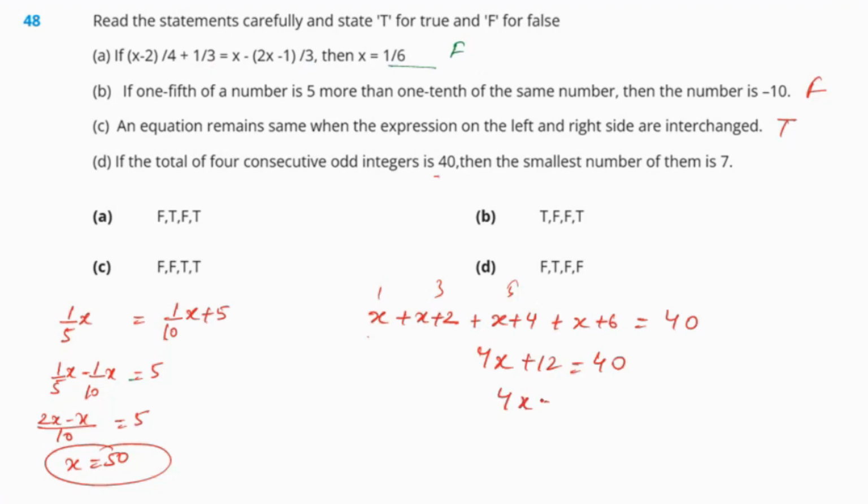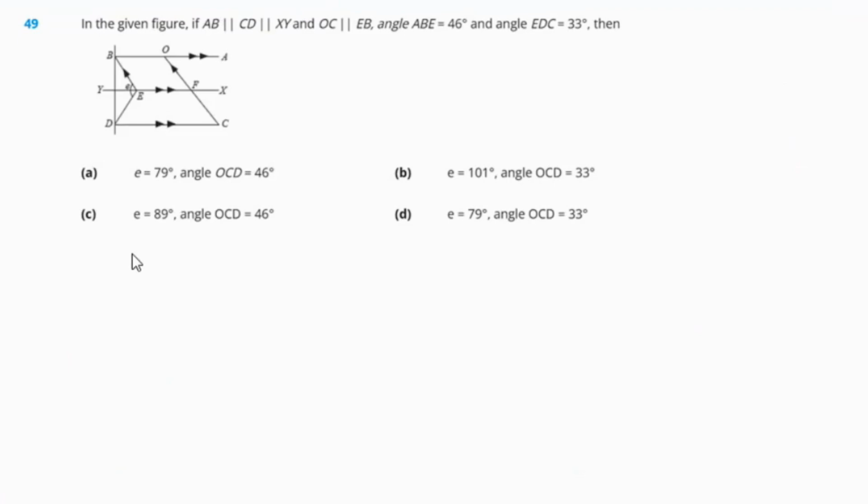So 4x is equal to 40 minus 12, which gives us 28. x is equal to 7. Yes, we are getting 7 only, so that is correct. So that is also true. So we are getting false, false, true, true, and false, false, true, true is option C.